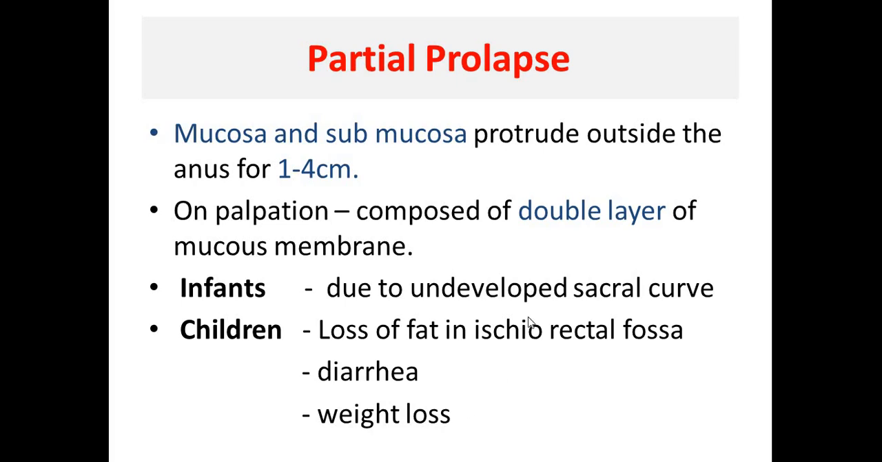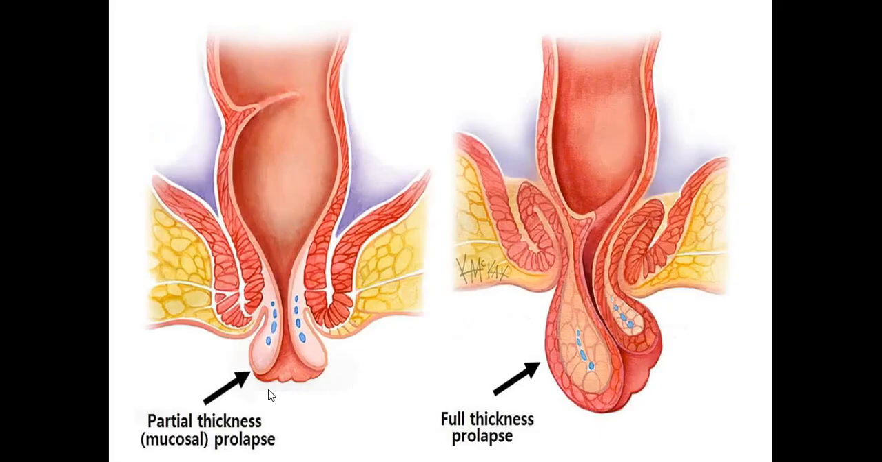Here in this diagram, you can see in partial prolapse, or mucosal prolapse, or incomplete prolapse, only two layers, mucosa and submucosa of the rectum, protrude through the anus, while in full thickness prolapse, all the four layers of the rectum protrude through the anus.